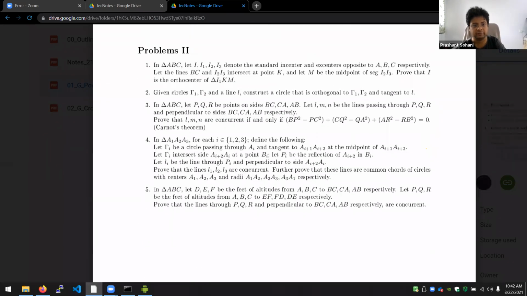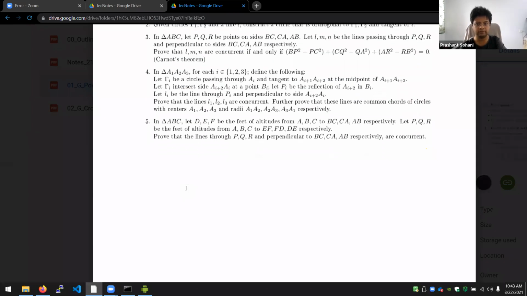Yeah. By the way, question 5. Let me complete this one. Jaydeep, I think, has been waiting for a long time for the question 5 solution. So let me just give you that one. Apart from that, in fact, in these problems, question 3, which is Carnot's theorem, is a very important property. It can help you to find a lot of concurrencies when you have perpendiculars to be shown to be concurrent. Okay. So understand question 3 properly.